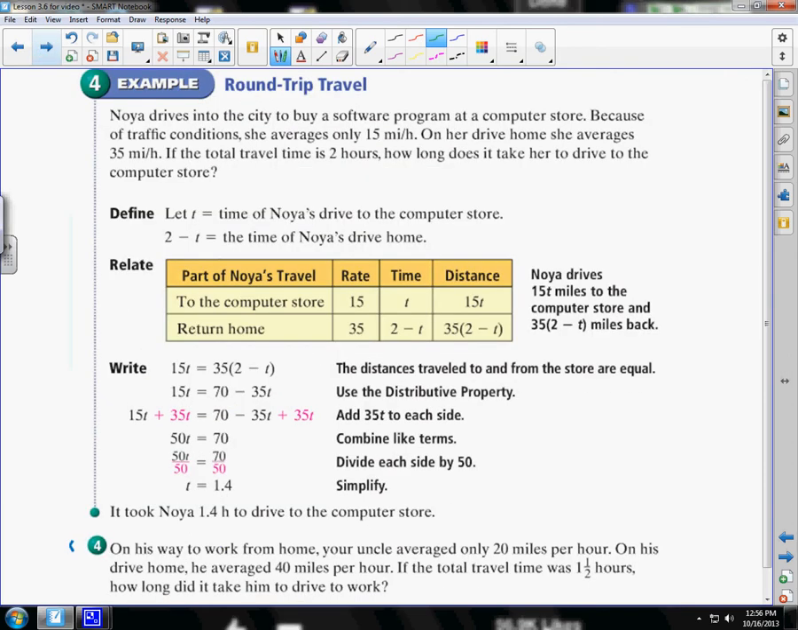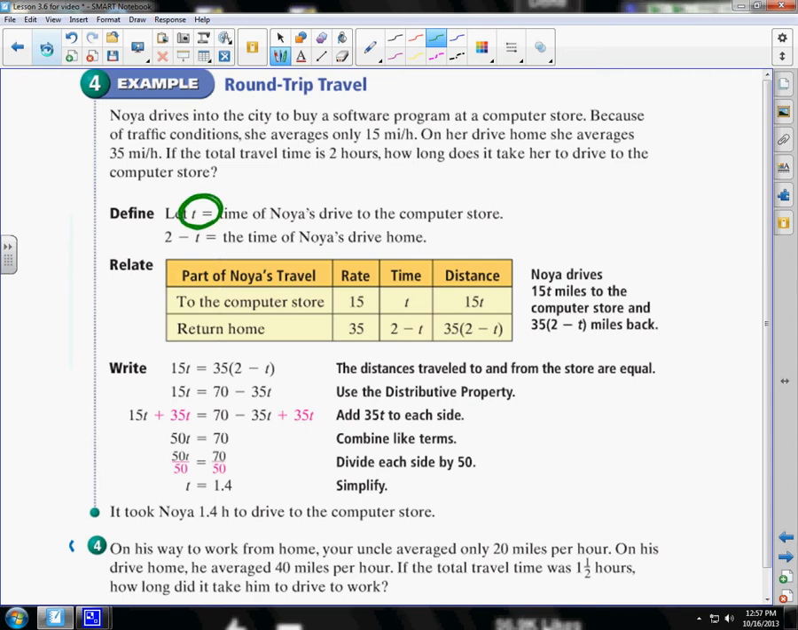Now, Noya drives into the city to buy a software program at a computer store. Because of traffic conditions, she travels only 15 miles an hour. On her drive home, though, she averages 35 miles per hour. If the total travel time is 2 hours, how long does it take her to drive to the computer store? So let t equal the time of her drive to the computer store.